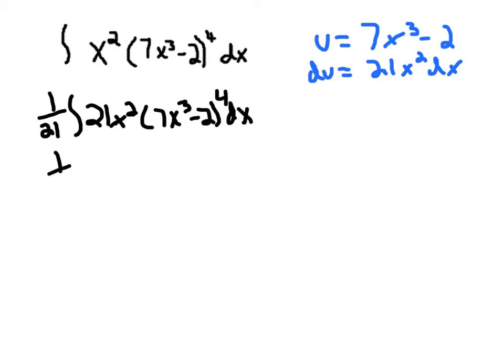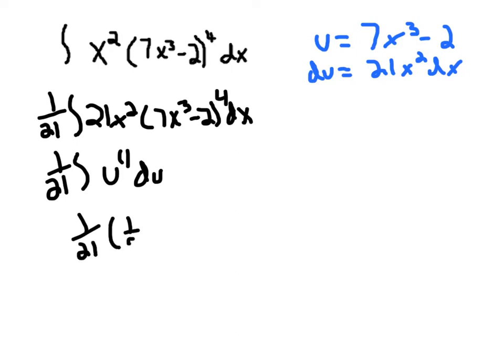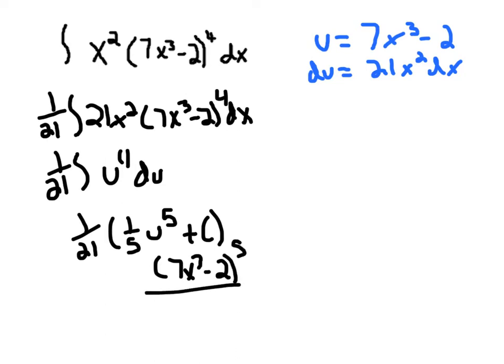Then I can do my u substitution. It's 1 over 21 times the integral of u to the fourth du, or 1 over 21 times 1 over 5 u to the fifth plus c, which you would probably find as 7x cubed minus 2 to the fifth power over 105 plus c.